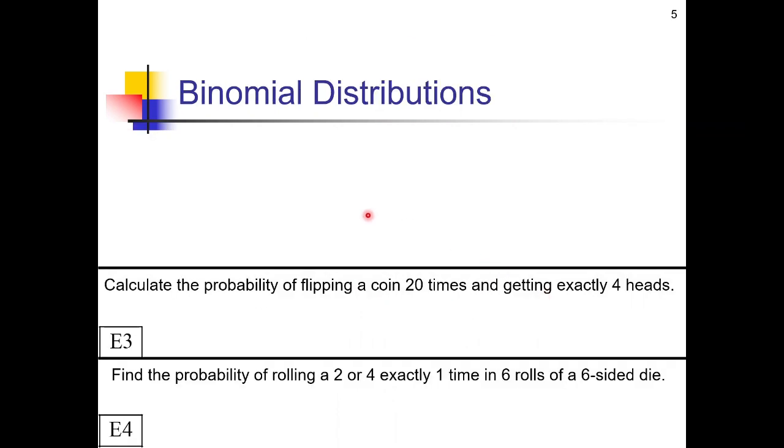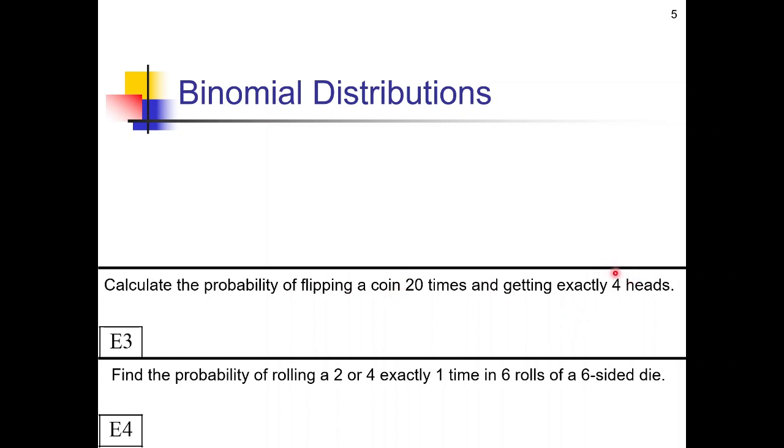Let's take a look at 2 more examples that are a bit different from what we've seen thus far. In one, we're calculating probability of flipping a coin 20 times and getting exactly 4 heads. And in the other, we want the probability of rolling a 2 or 4 exactly 1 time in 6 rolls of a 6-sided die. So on the face of it, these don't seem like they should be super tricky. I mean, with this coin flip, why don't we just do the probability of a head, 1/2, and raise that to the 4th power, right? 4 flips. But that would give us the probability of 4 heads in 4 tries.